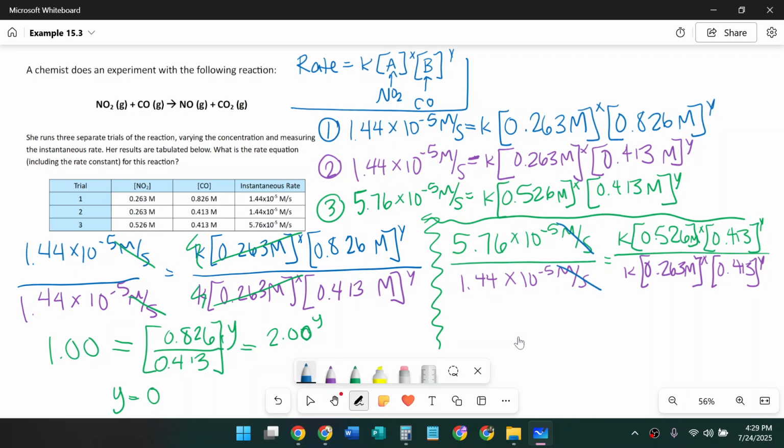Okay. I'm canceling things that cancel. The k's cancel, the units cancel, these things cancel, which is exactly why we did it. So on this side, I'm going to end up with 0.526 m over 0.263 m raised to the x. The m's will cancel.